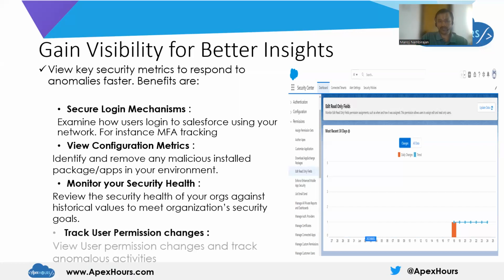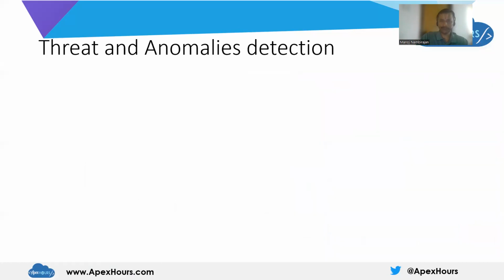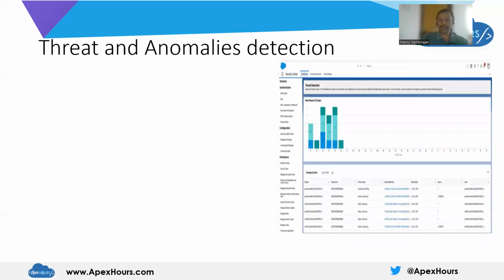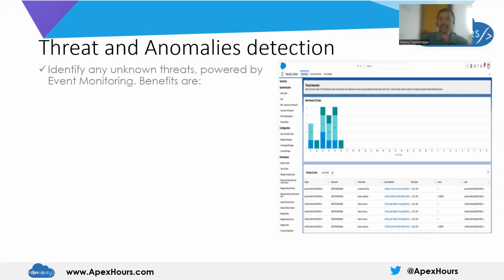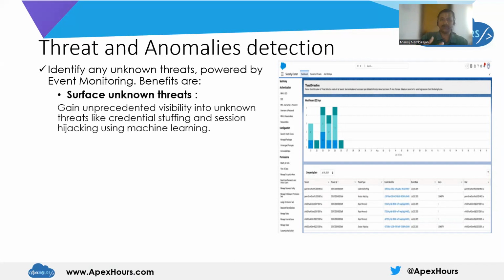Then the next one is user permission tracking, like any core admin permissions or any view user permissions assignment can be tracked from the Security Center app. Next is threat and anomalies detection, which is where the event monitoring data comes into the picture. With the huge event monitoring data at our disposal, AML technology running on top of that will really help you detect any anomalous activities as part of the threat and anomaly detection feature of the Security Center app.